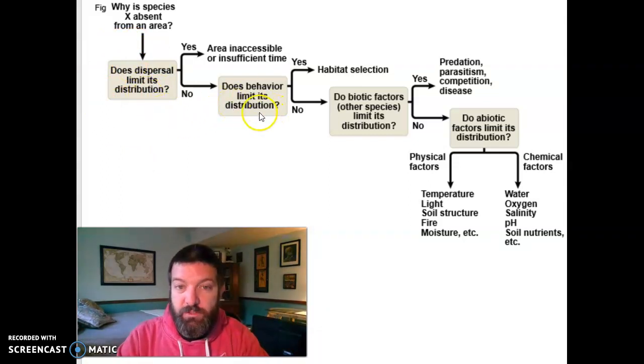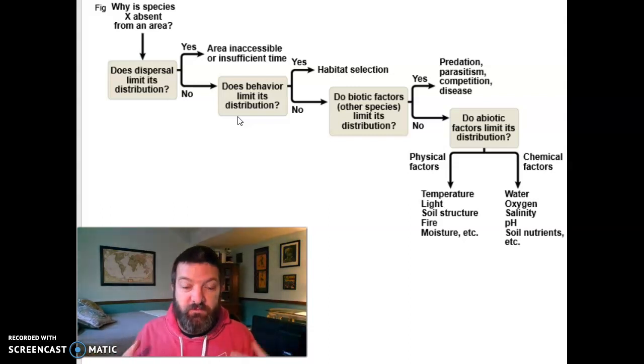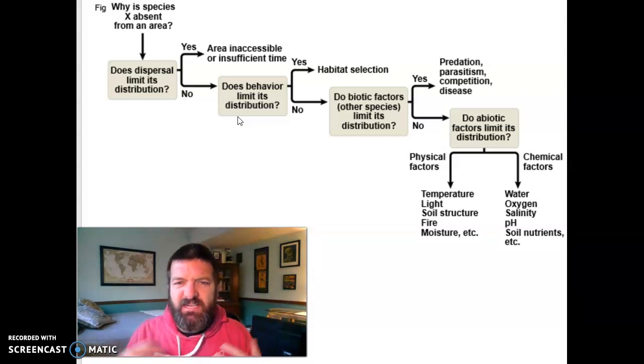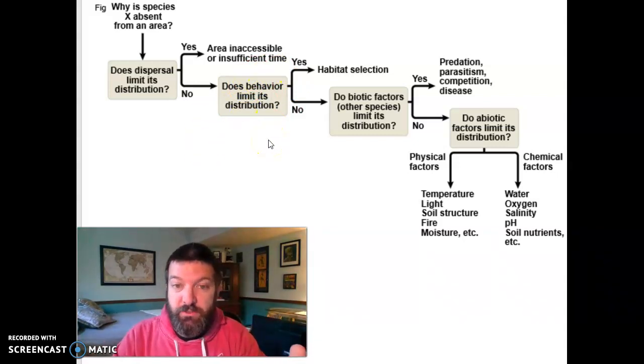Why? Well, the next question is, does something about its behavior limit the distribution? Maybe this is a bird that requires a big migration, right? They've evolved to migrate over time, and this is a small island. There's not enough space for migration. Or maybe they need a big territory, and there's not enough space on the island for a territory. But let's say that's not the case. There are no behavioral limitations that we can ascertain that are limiting its distribution to this island.